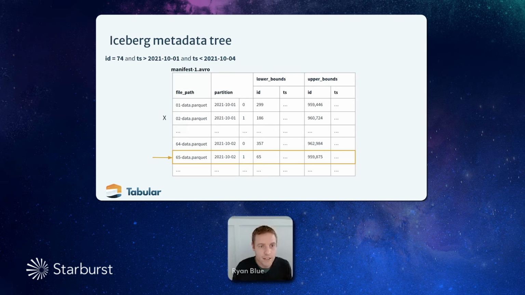So really quickly, that was a very fast run through of all the filtering Iceberg does at the table metadata level. And that is really how we get very fast job planning.